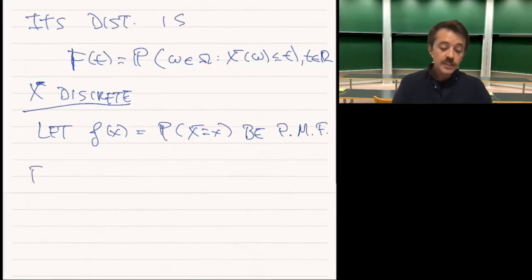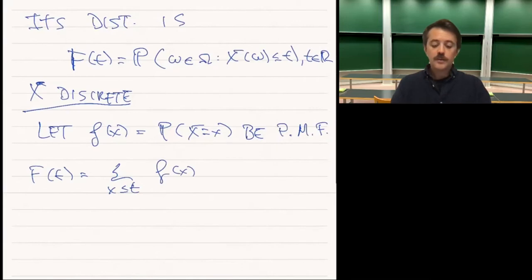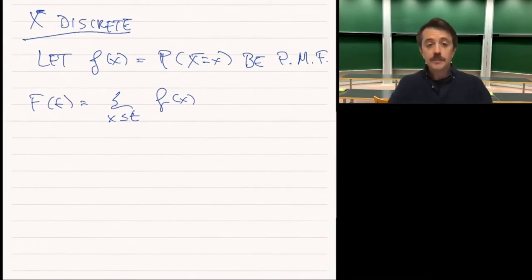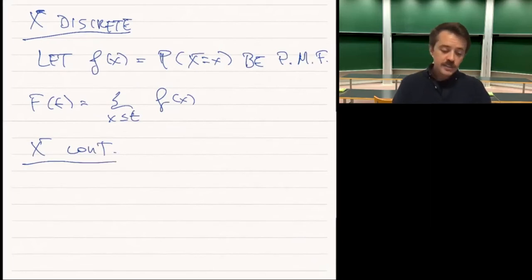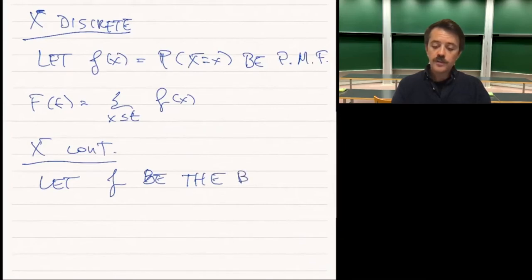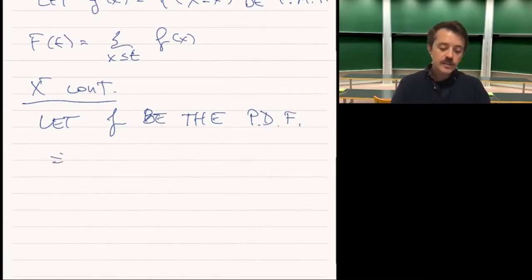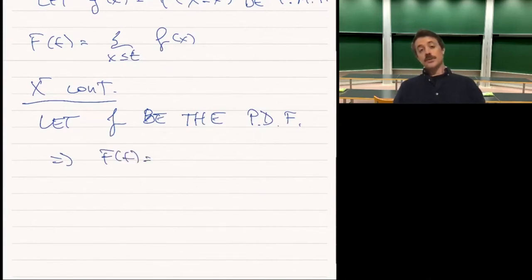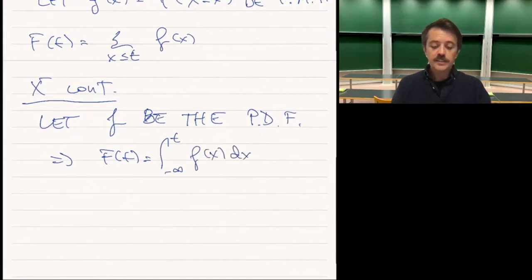Okay, usual concept. In this case, can we write the capital F in terms of the lowercase f? Yes, we can. This is going to be the sum of all the x's less or equal than t, and then we sum up the corresponding f's, or f_X. Okay, great. Can we say more? Well, yes. The next thing is a continuous random variable. With the same notation, let f be the PDF, the probability density function. Then we can write F(t). Now we don't have discrete values, we have continuous values, so we need to integrate. We take the integral from minus infinity to t of f(x) dx. Okay, good.